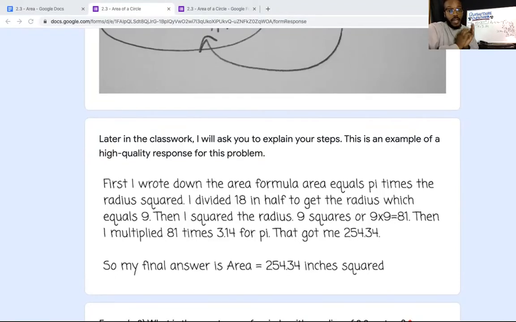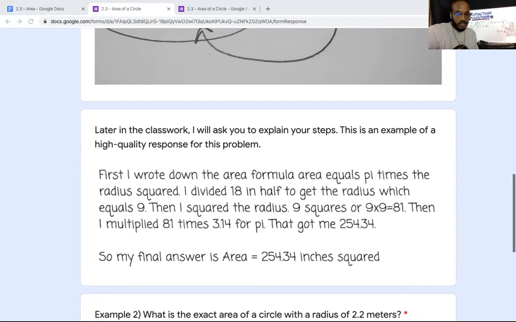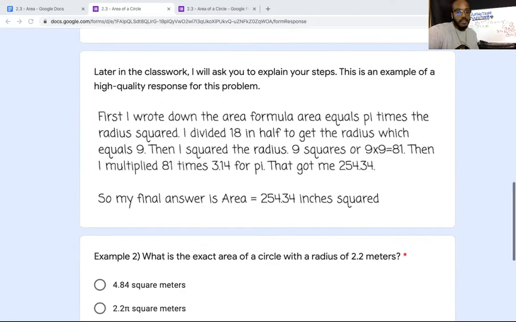Later on in the classwork, I am going to ask you guys to explain your steps, and here's an example of a high quality response. This is the kind of work that I'm looking for when I want you all to explain it. You don't have to show the work step by step, but I do want you to explain each and everything that you did, especially if you notice that you had diameter and not radius and what you did to find the radius.